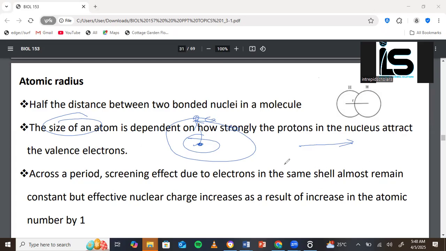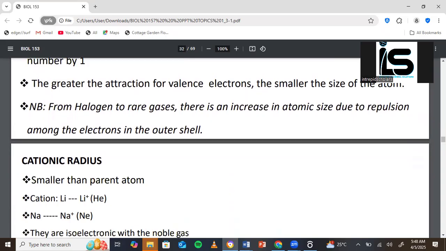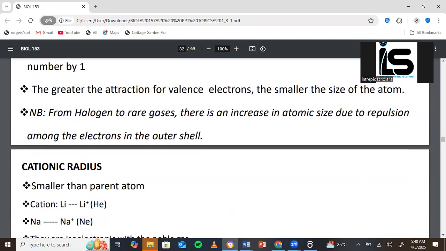The size will decrease. Down the group, because more shells are added, the screening effect is very great, right? And hence the atomic size increases. The atomic size increases. So these are the trends that we have to take note of, and the explanations are the ones that I have just mentioned. So the greater attraction of valence electrons, smaller size. So that is it.